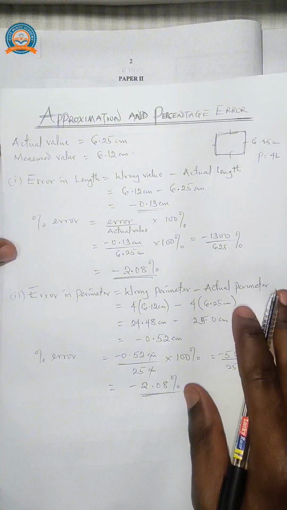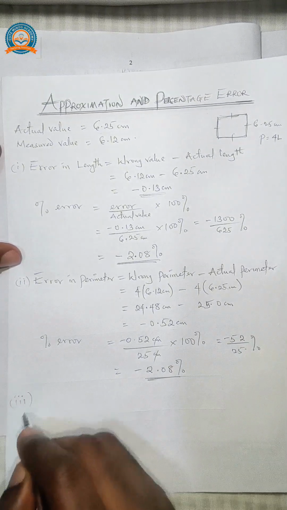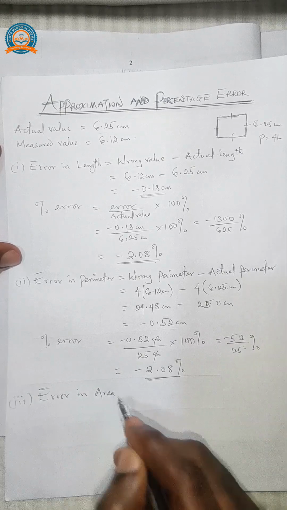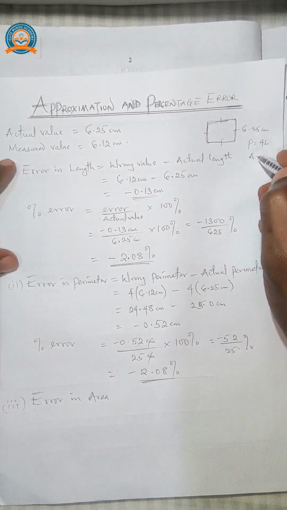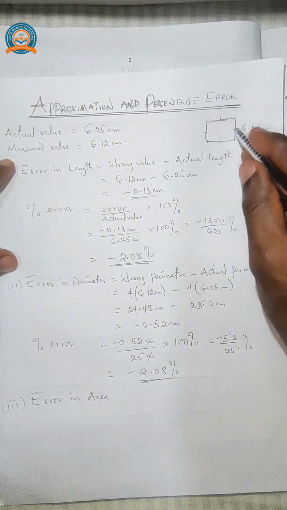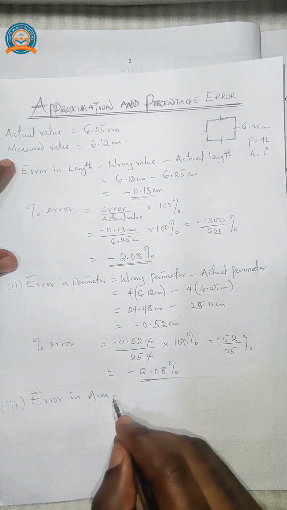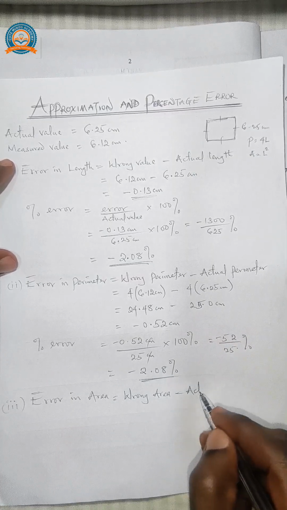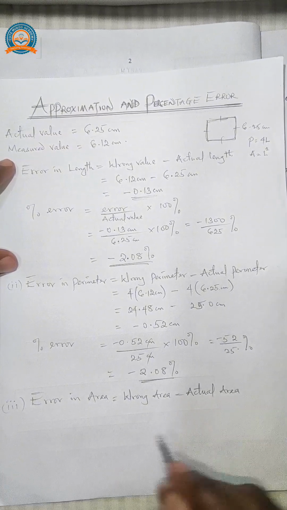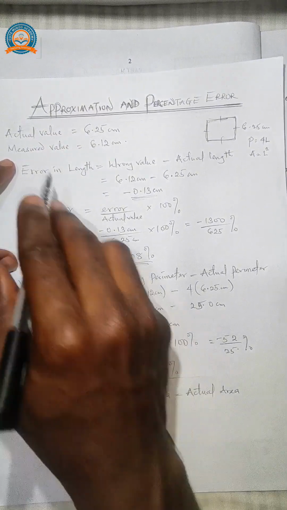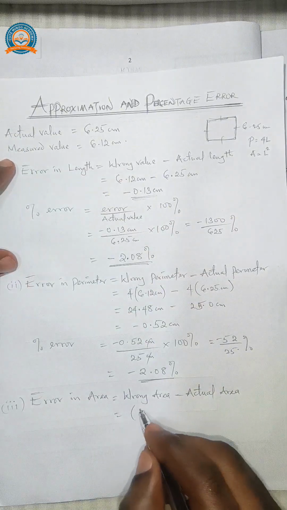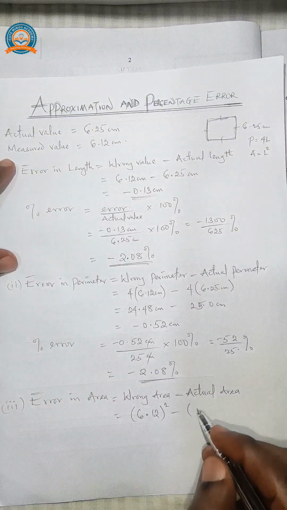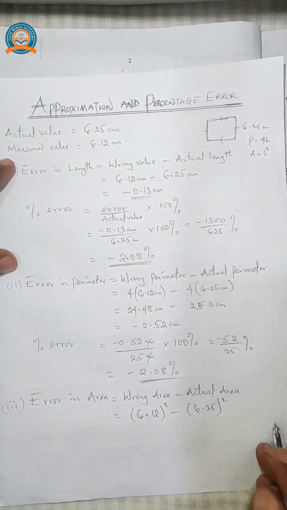So the last one is to calculate the percentage error in the calculated area. In the calculated area, we still need to find the error in area. So if we say error in area, now we know area of a square is the length of the side all squared. So that will be the wrong area minus the actual area, which is equal to the wrong area, obtained from the wrong value, 6.12 centimeter squared, minus the actual area, 6.25 all squared.